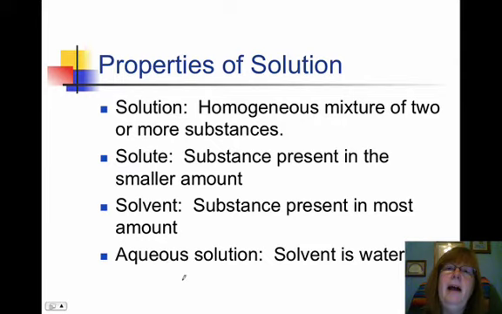All right, so let's go back and review a few vocabulary words. A solution is a homogeneous mixture. That means it's uniform throughout of two or more substances. Now, the solute is what is present in the least amount, and the solvent is what's present in the most amount, and an aqueous solution is when our solvent is water.